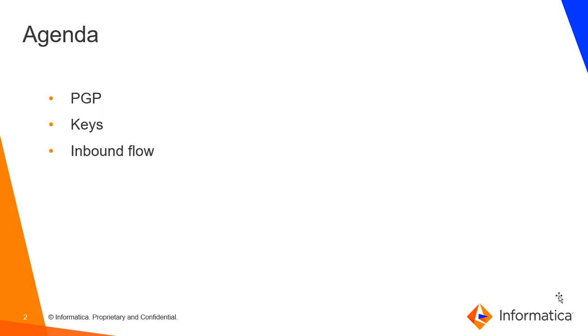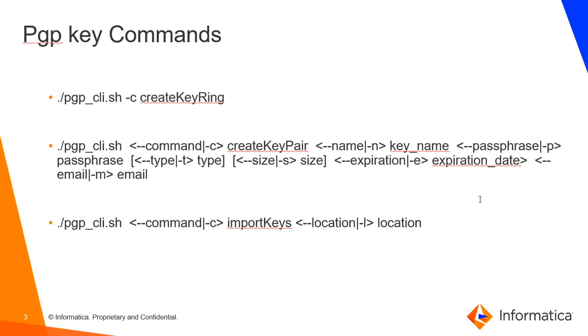There is a set of keys associated with PGP, and there are certain commands which we use to create keys. When we talk about PGP, there is a public key and a private key. The create keyring command creates a public key private key pair, and the create key pair command, which is the second one, takes as input the type of the key, which can be RSA, and the name of the key, the password associated with it, size, as well as the expiration date and the email.